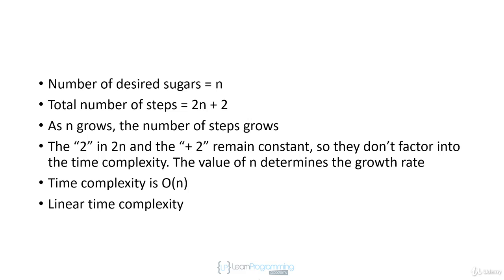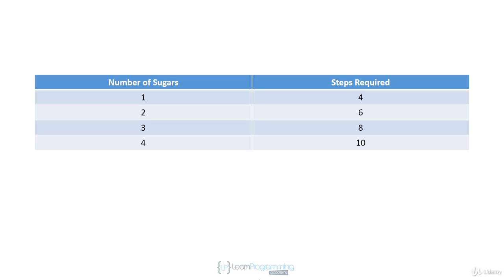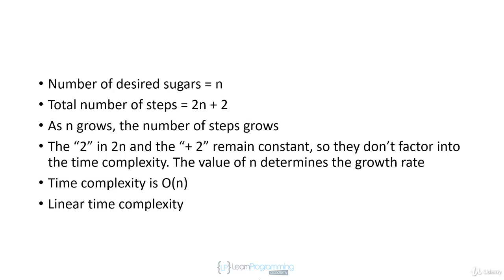And because the time complexity for this algorithm increases in a linear fashion, we consider this to be linear time complexity. So a time complexity of O of n is linear time complexity. And if we go back to our table, we'll see that we go 4, 6, 8, 10, and of course we're going to keep going 12, 14, 16, 18. That's a linear progression. It's a linear sequence. And so the time complexity of our adding sugars to tea algorithm is O of n.